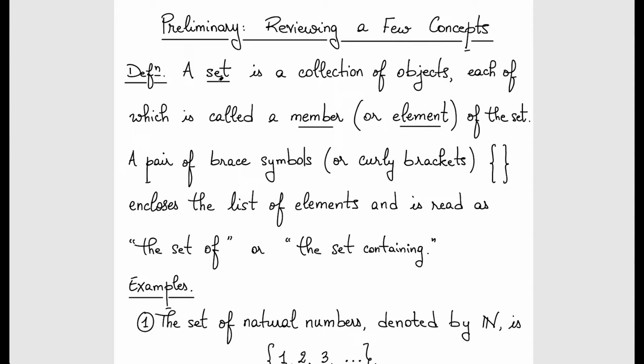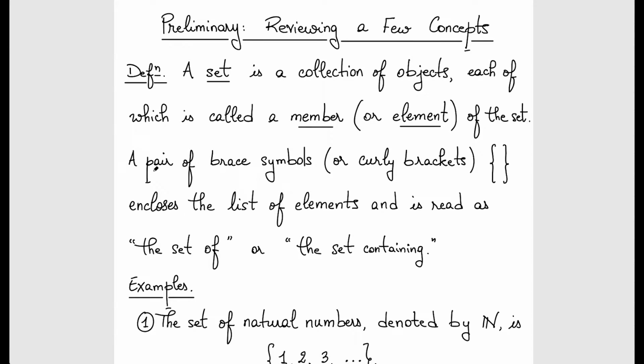What is a set, a mathematical set? Well, a set is a collection of objects, each of which is called a member or an element of the set. Think about a set as a basket that contains objects, and each of those objects is referred to as a member or an element of that basket, of that set.